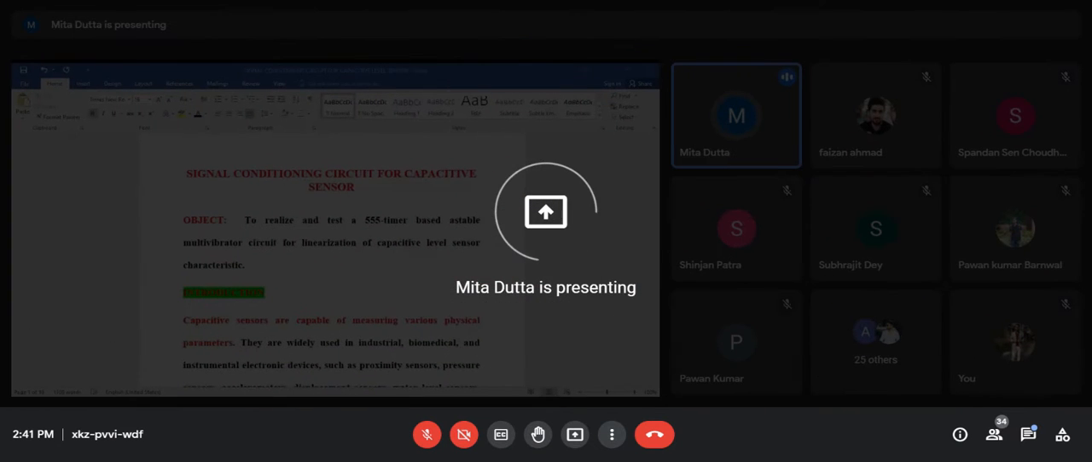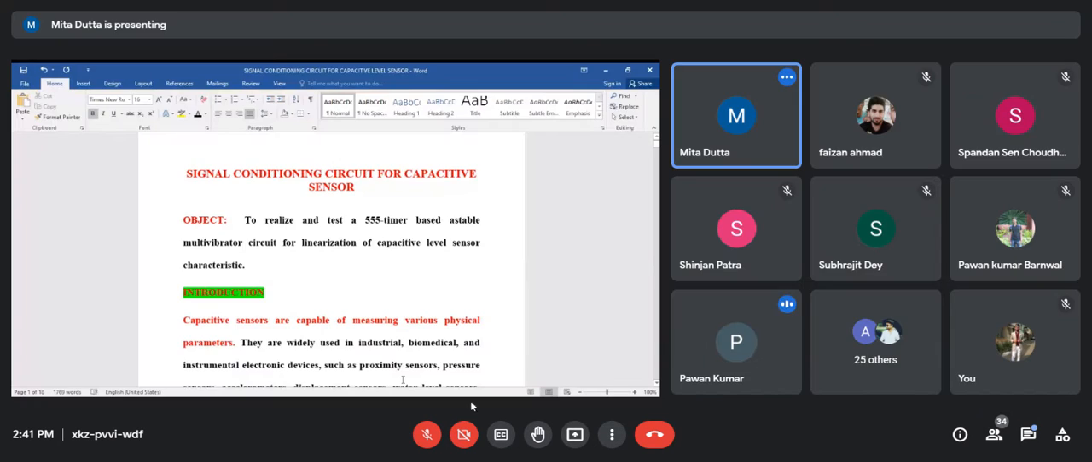The screen is visible to you? Yes, ma'am. Okay, the name of the experiment is the signal conditioning circuit for capacitive sensor. Here, we are going to use a 555 timer circuit for testing the level of a liquid with the help of a capacitive sensor. That means the capacitive sensor is used for level sensing here.